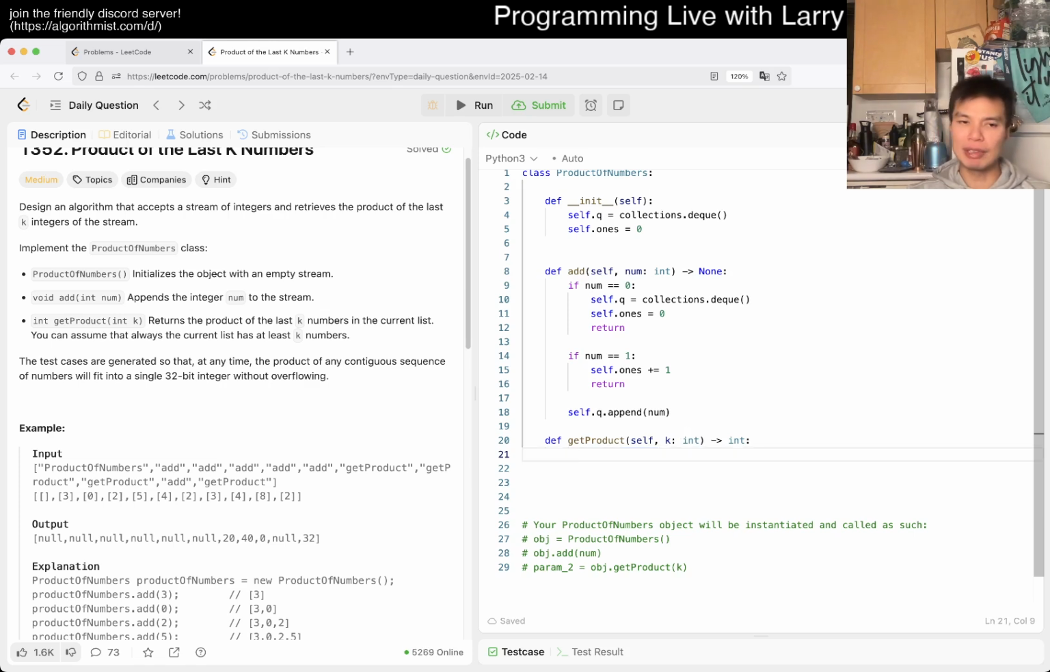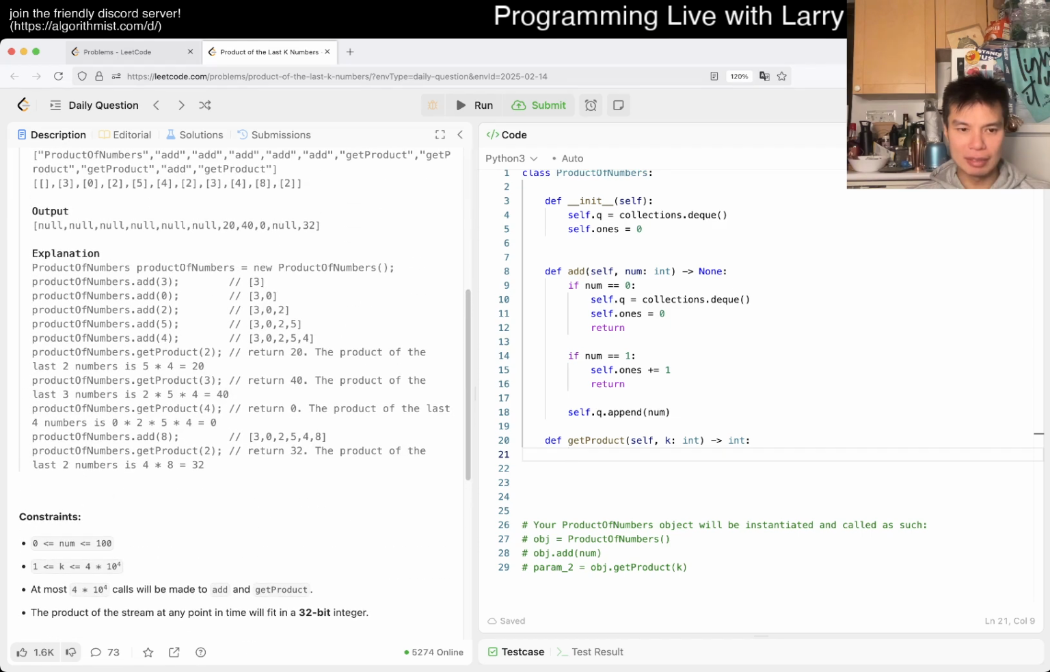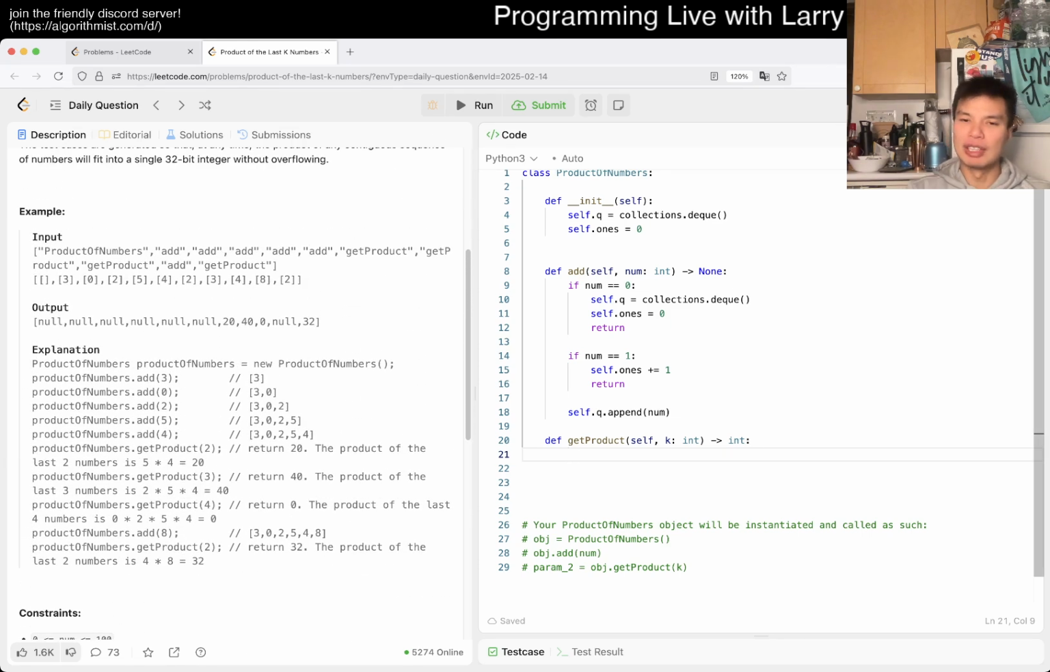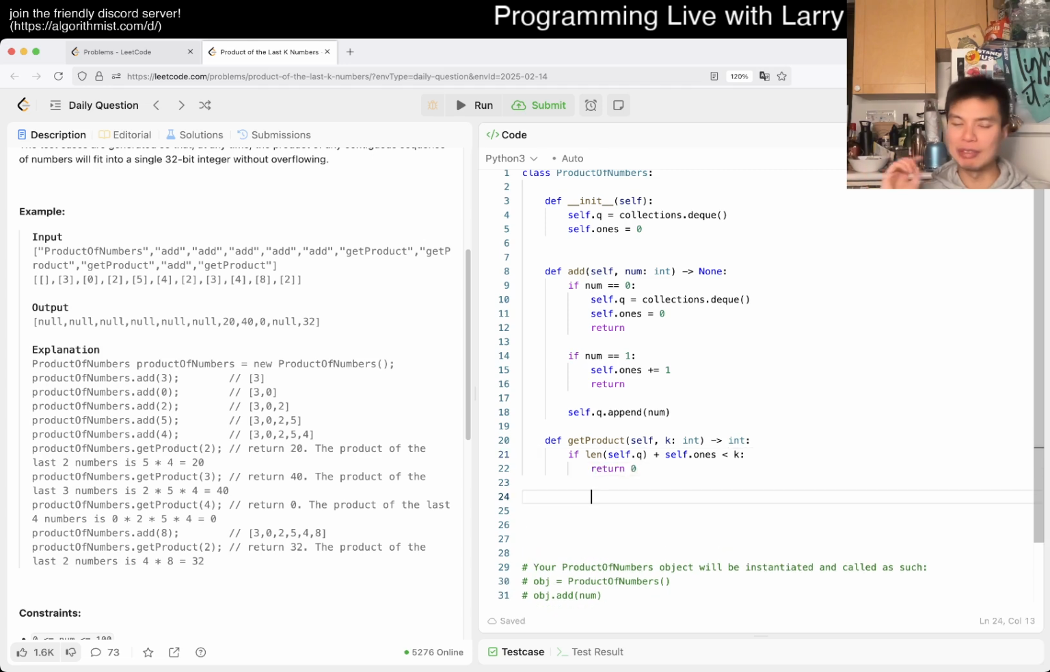But okay, so we check if there's a 0. If there's a 0, that means we don't have enough numbers. I assume k is a valid thing. Basically, if the length of self.q plus self.ones is less than k, then we would just return 0 because we don't have enough numbers. That means we've seen a 0 more recently. Otherwise, then... And actually, does it have to be a deque?